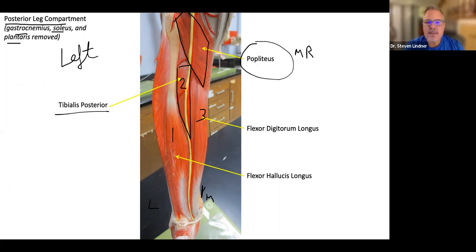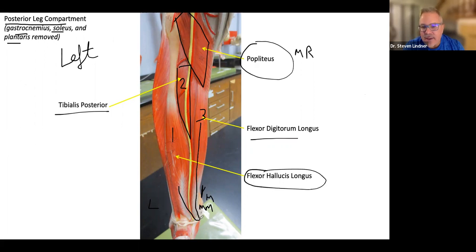So this muscle here is the flexor hallucis longus. It's a lateral muscle on the posterior leg, but we can see that it wraps around here, right around the medial malleolus, and is going to attach to the great toe. And the flexor digitorum longus does a similar thing. It's going to come down here right behind the medial malleolus, go underneath the foot, and it's going to attach the toes 2 to 5.